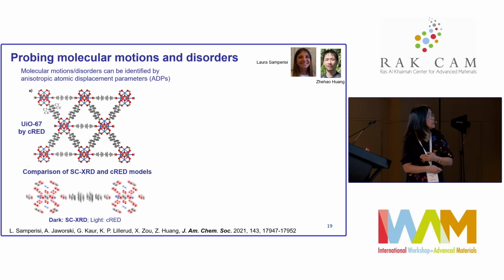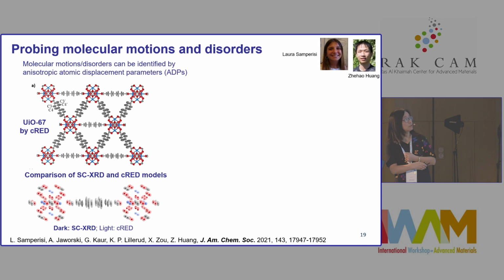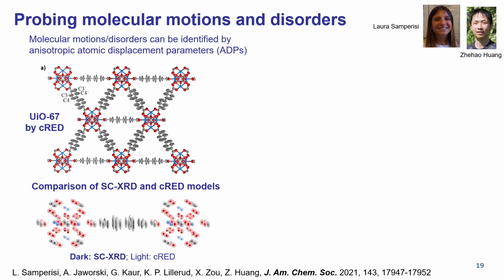If you look at the UiO-67 structure, this is the structure we solved, so we can refine it anisotropically and you get the ellipsoids. This is a comparison with single crystal X-ray diffraction. The structures are very similar, and even the allocation of the linker atoms can be directly determined in the same way as X-ray diffraction.